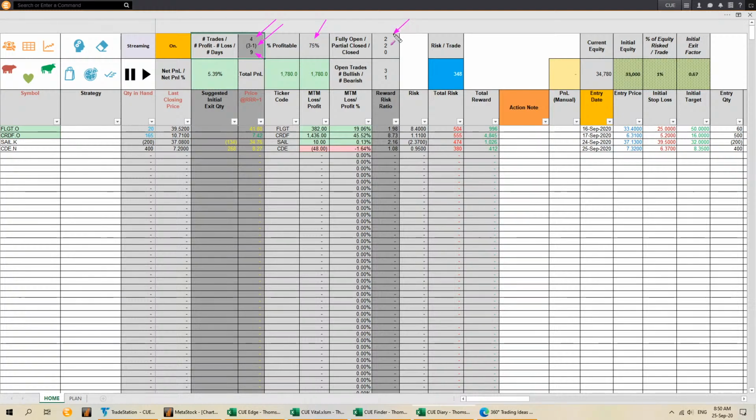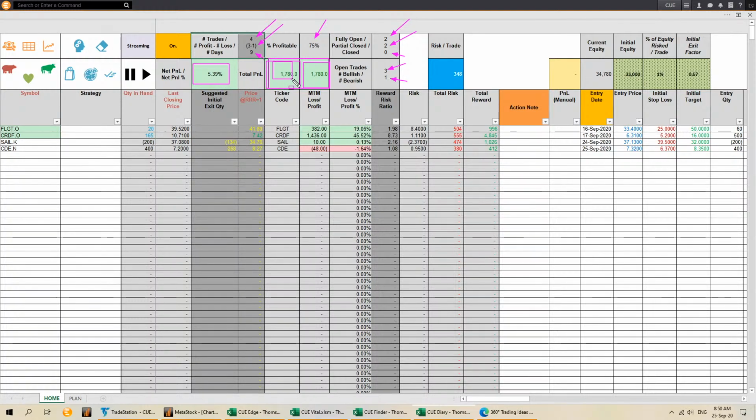How many trades do I have fully open? 2. Partially closed? 2. Totally closed? None. How many bullish trades? 3. How many bearish trades? 1. What is my current total PNL? $1780. What is my mark to market PNL? That is also $1780. I'll come back to the reason why we have two fields here. My net PNL percentage is 5.39%.